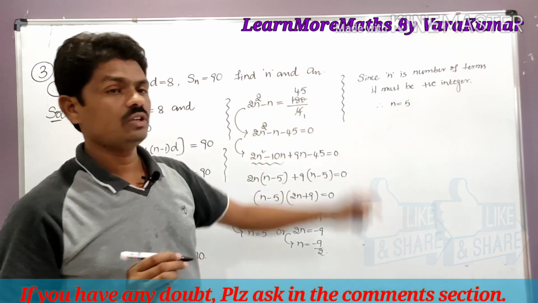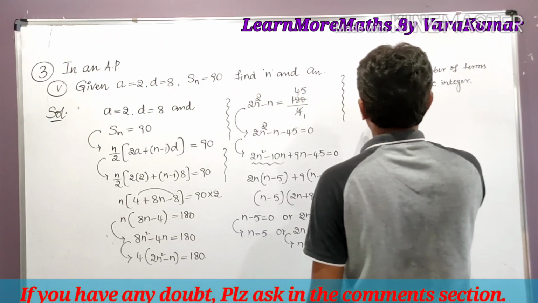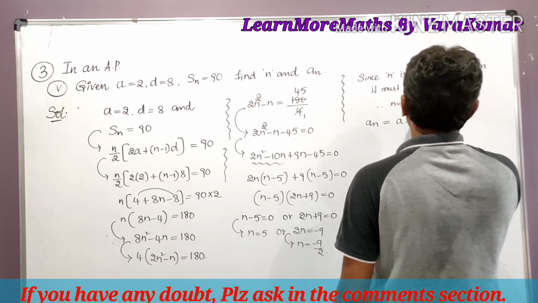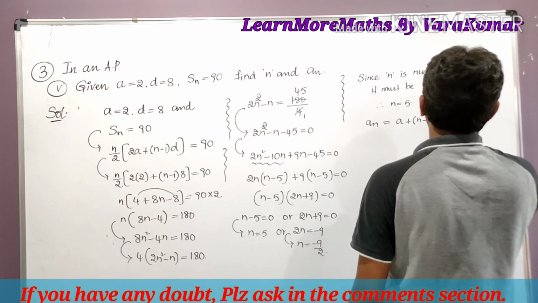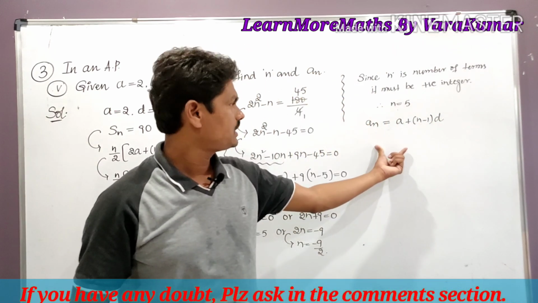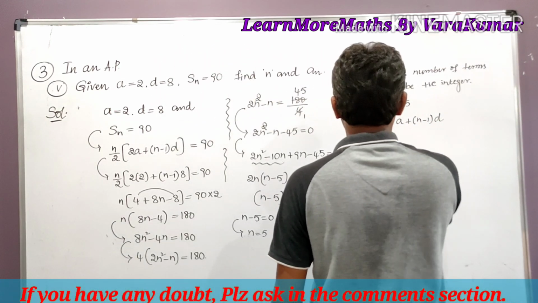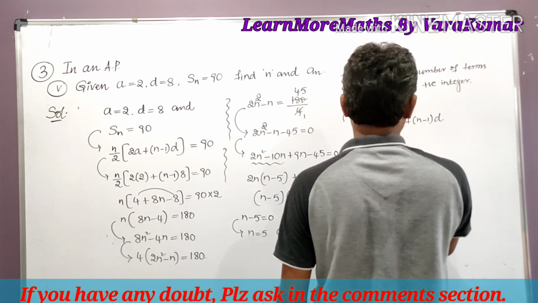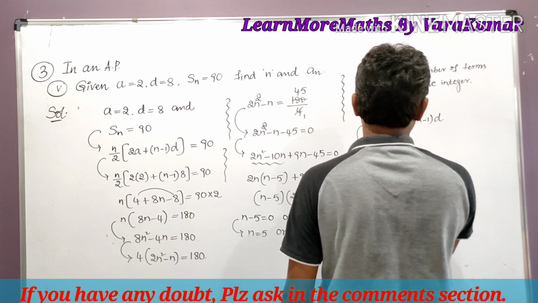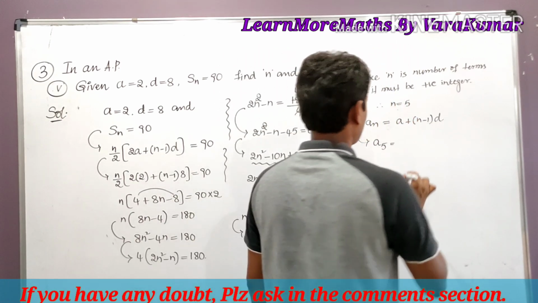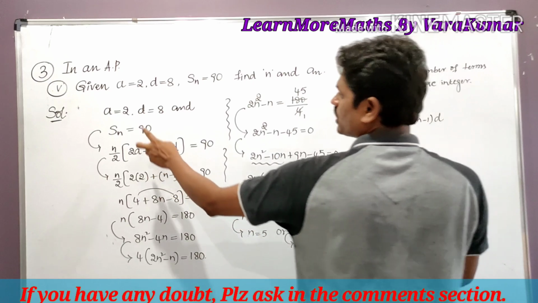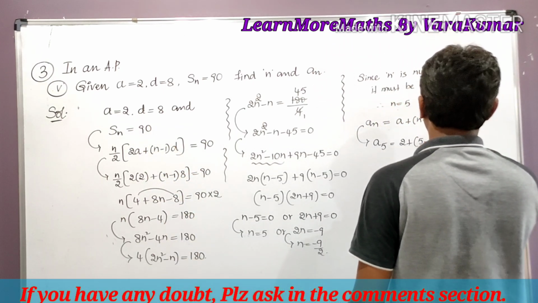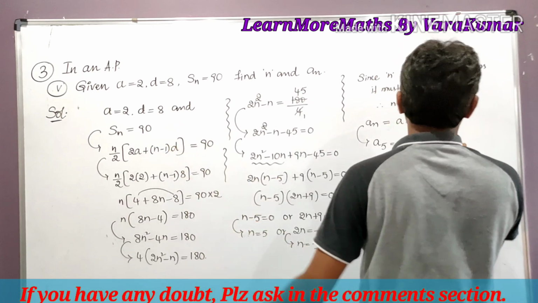So we have the n value. He is asking us to find an. So an is equal to a plus n minus 1 into d. How can we find an, student? A plus n minus 1 into d. So n is equal to 5, student. Write 5 here. a5 is equal to a, which is 2, plus n minus 1, that is 5 minus 1, into d, which is equal to 8.